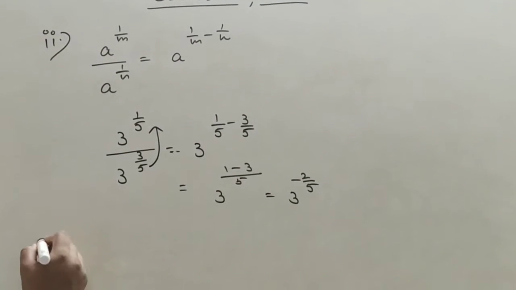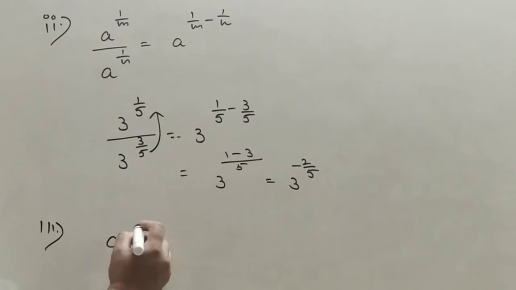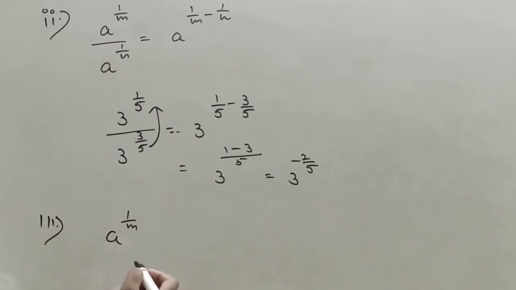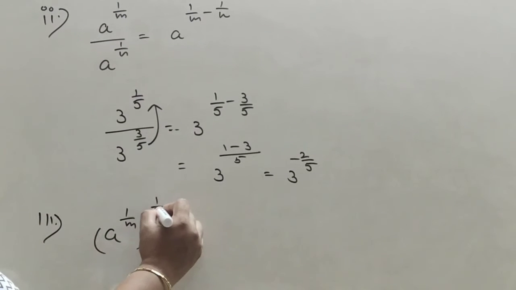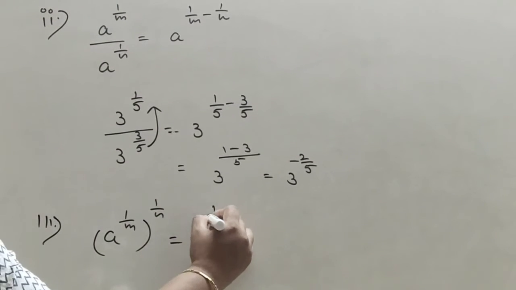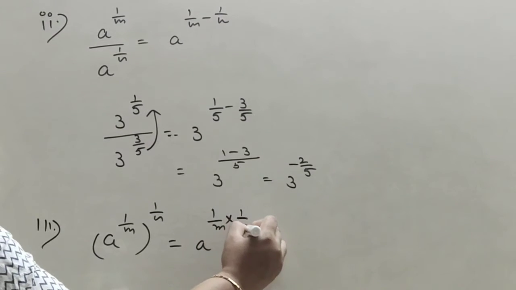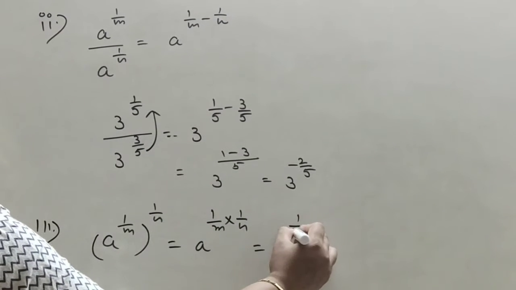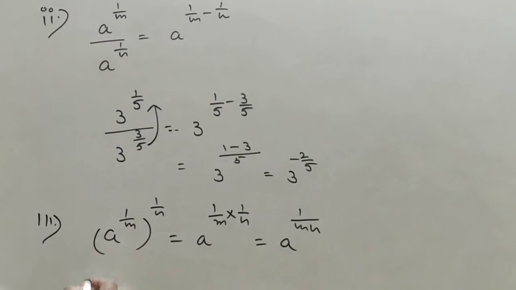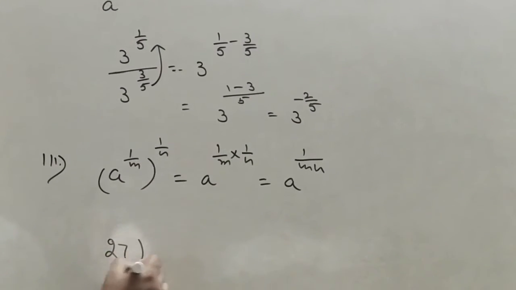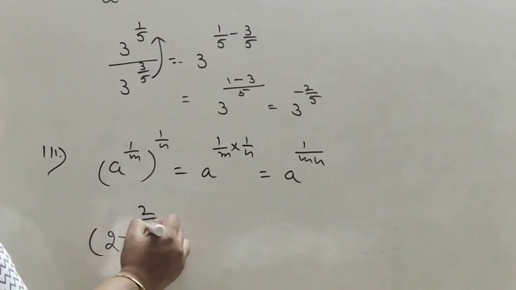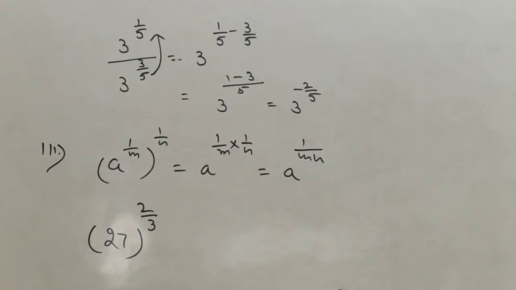Now the third one is that if the power is a to the power 1/m, and it also has a power 1/n, then what we have to do is multiply the powers. So we can write it as 1/mn. The example here is that the question is 27 to the power 2/3. So how will we solve it?